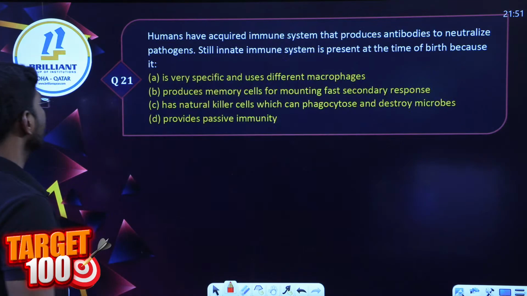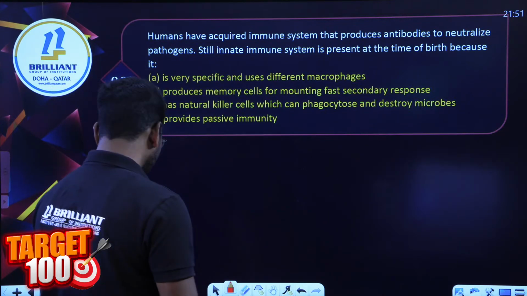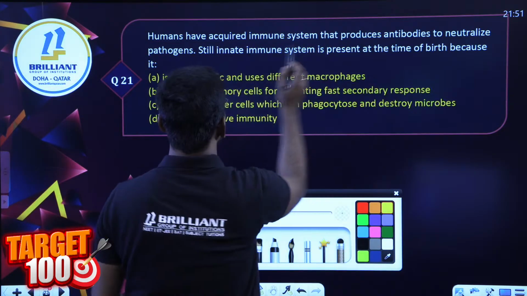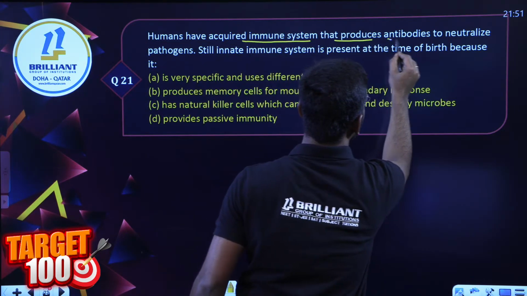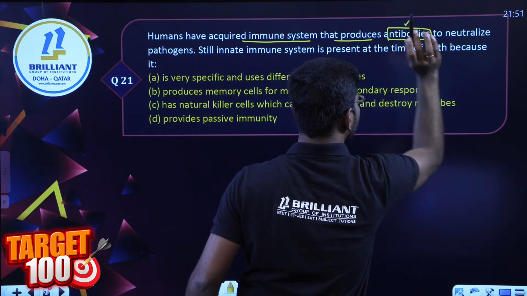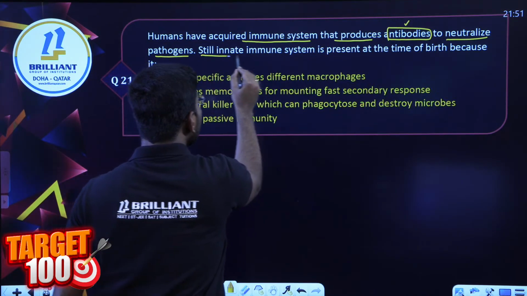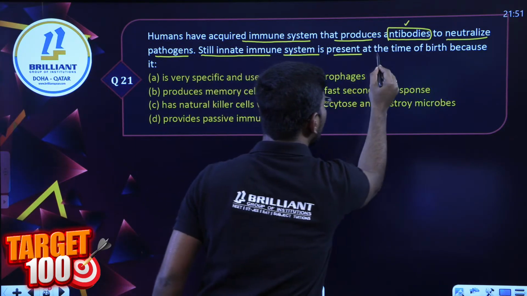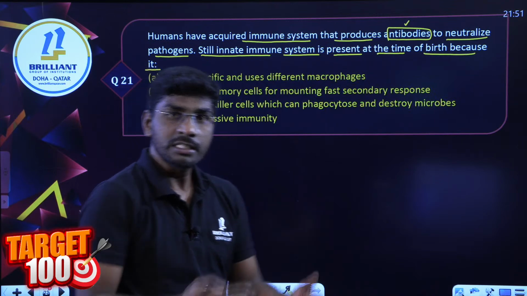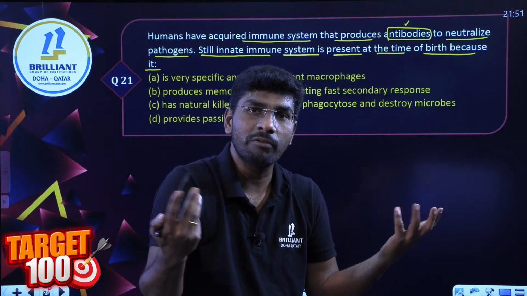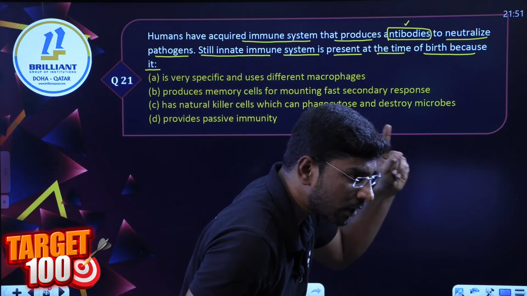Next question, 21. Humans have acquired immune system. Can you do this question? Very simple question. Humans have acquired immune system that produces antibodies, correct? To neutralize pathogen, still innate immune system is present at the time of birth because it what? Find out the correct answer. I will cross-check your comments.